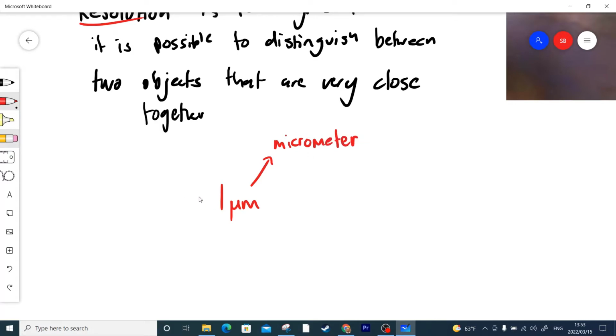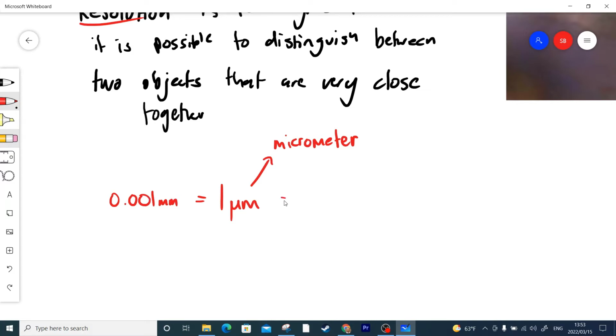Now 1 micrometer is the same as 0.001, sorry, let's just get this nice and neat, 0.001 millimeters. So it's 1,000th. Think about a ruler. 1 micrometer is 1,000th of 1 millimeter. So think about a millimeter and chop it up 1,000 times. One of those chops is 1 micrometer. So 1 micrometer is very, very small.